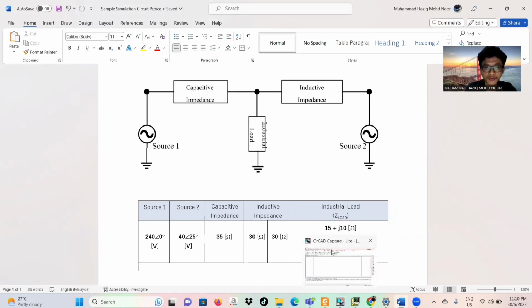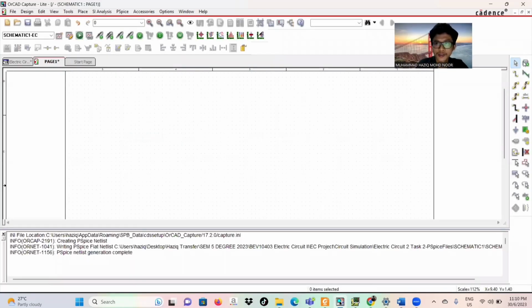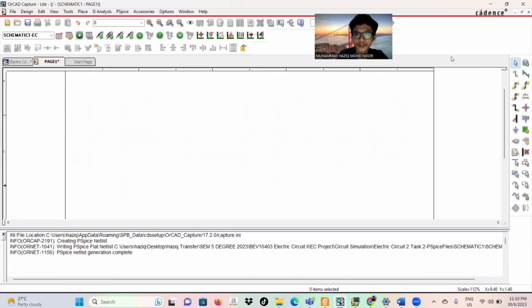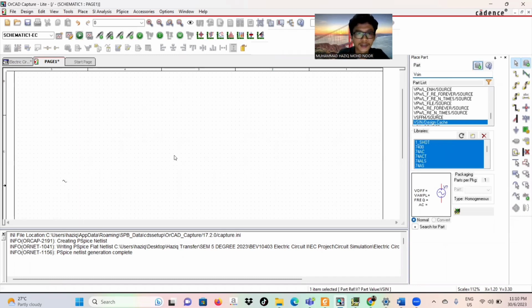Inside PSpice, we are going to simulate like this. First, we need to find the part for the source. We just click over here and we implement the sinusoidal for source 1 and source number 2.